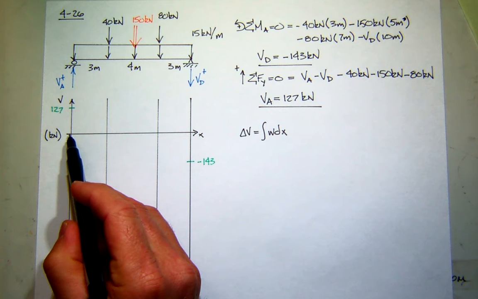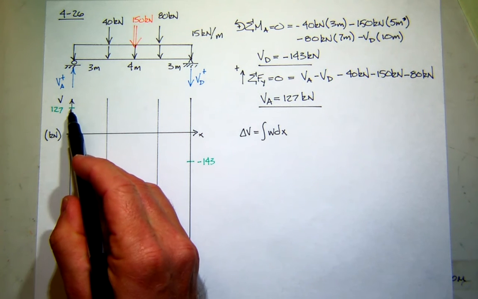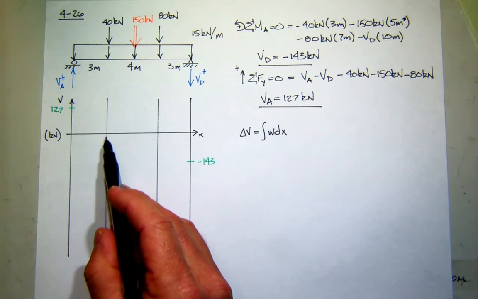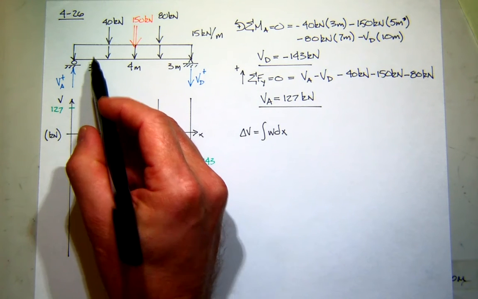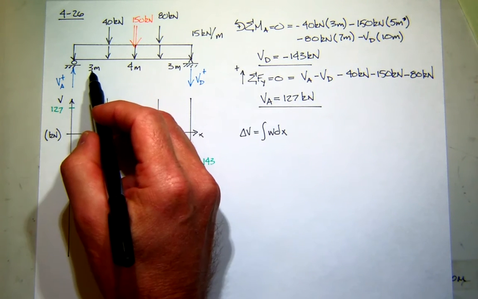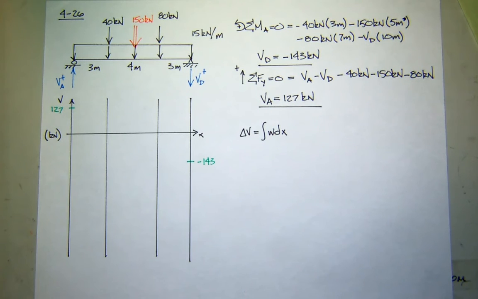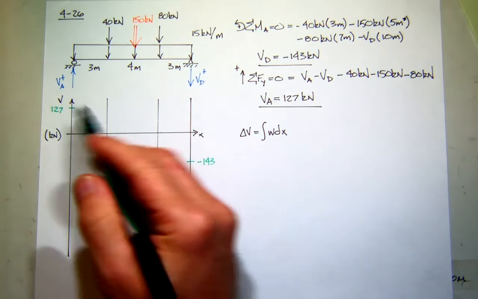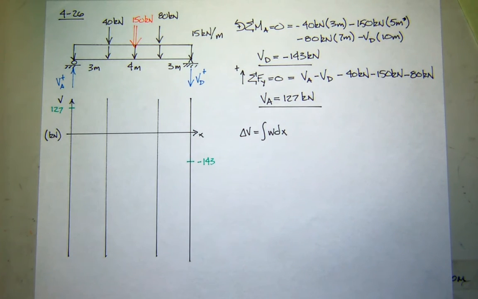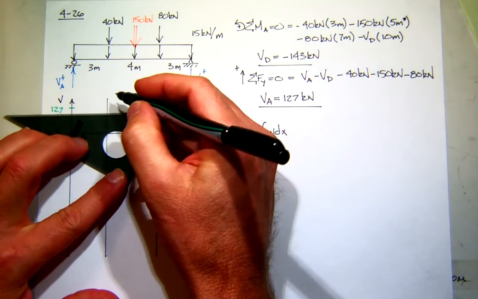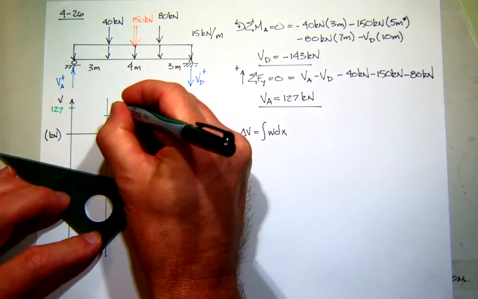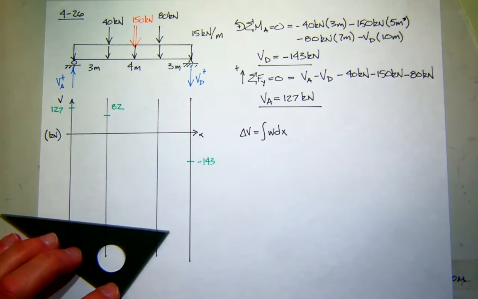So what is the change in shear over the first 3 meters? It's starting at 127, so the change in shear should be the area under the load curve, which is what? It's a rectangle, base 3 meters, height 15, so that's a 45. And is that positive or negative change? It's negative. The load is down, so it's negative. So what's 127 minus 45? Everybody buy that?